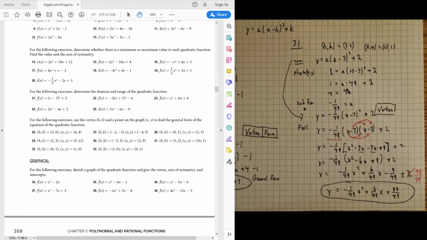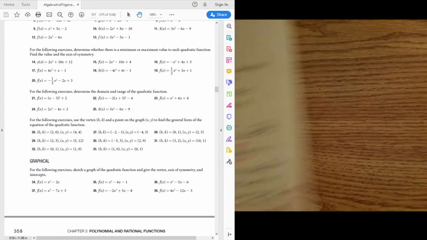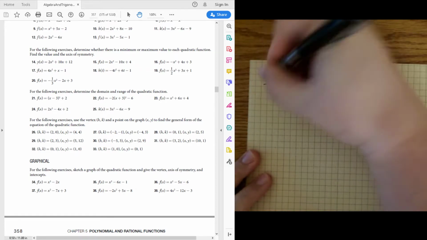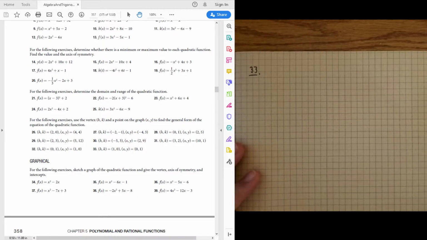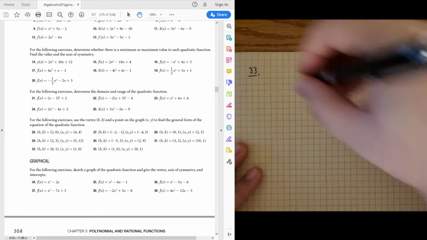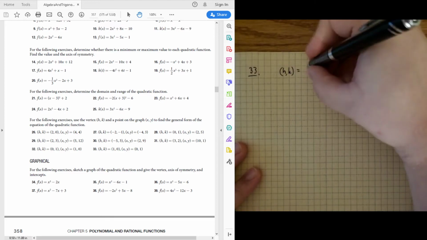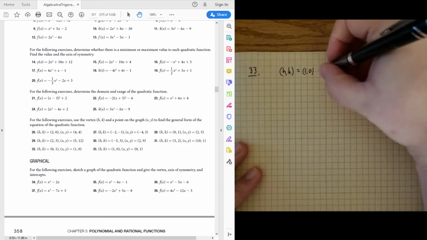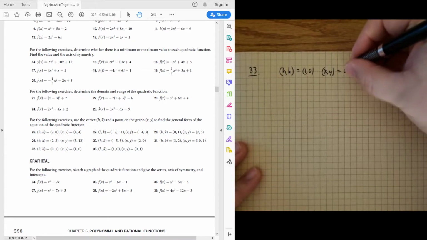Okay. Let's take a look at 33, and then we'll do 43 afterwards. So, just like before, 33, 31, and 29 are all very similar. 27 are all very similar. Let's look at 33. It says we have h, k equal to 1, 0, and x, y equal to 0, 1.